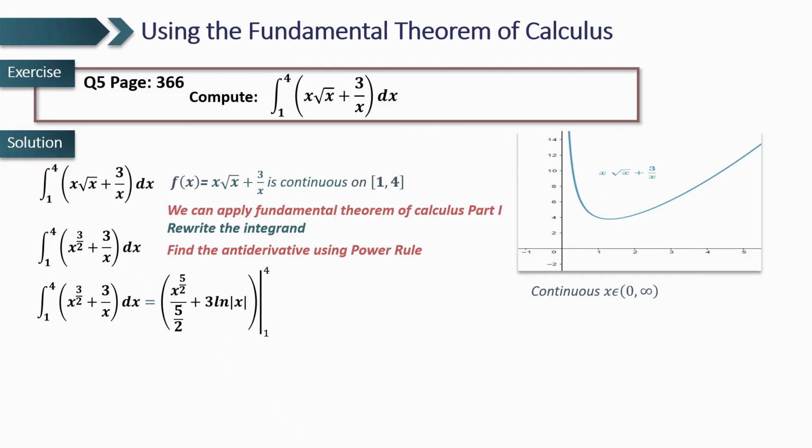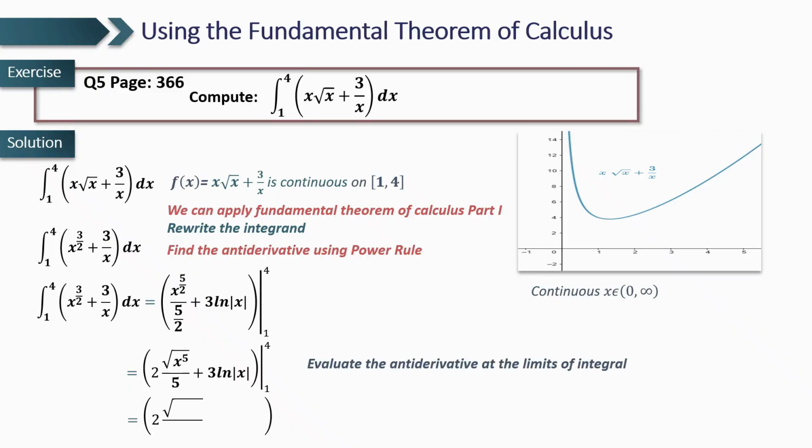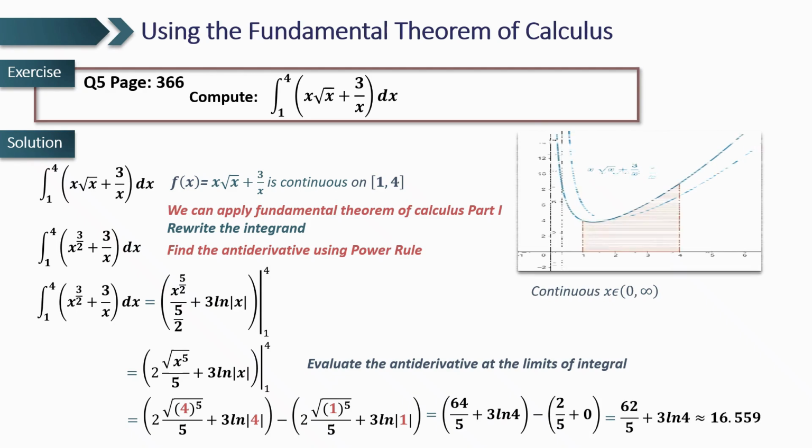If you prefer, you can even write x power 5 by 2 as square root of x power 5. Later substitute your upper limit 4, then minus the lower limit 1. You get your final answer as 16.559. Please do try it out, and if you have any doubt, don't forget to comment below.